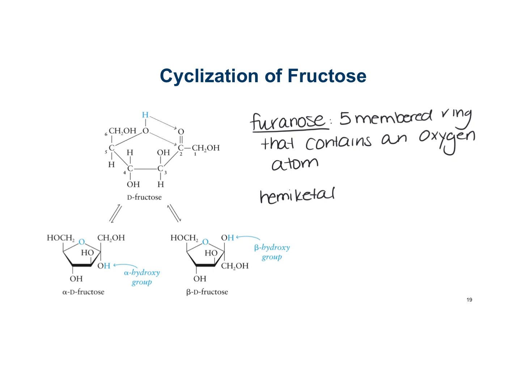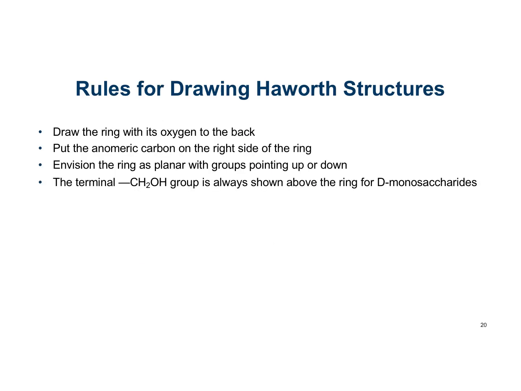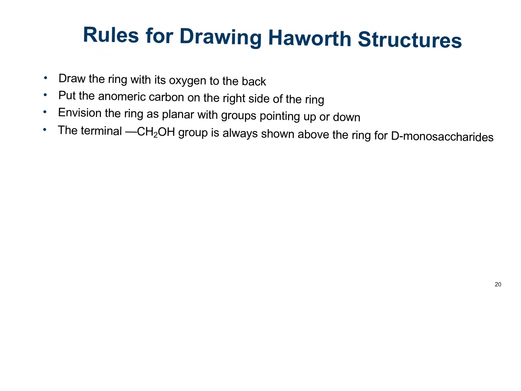Now, when we go through and draw these, for example, if we've got C double bond O, CH2OH, this is our friendly D-galactose.